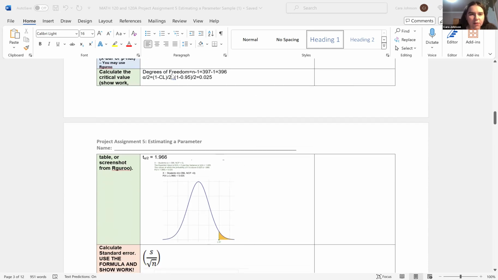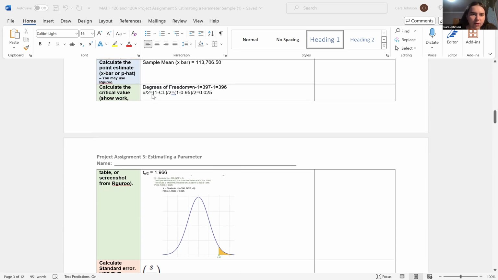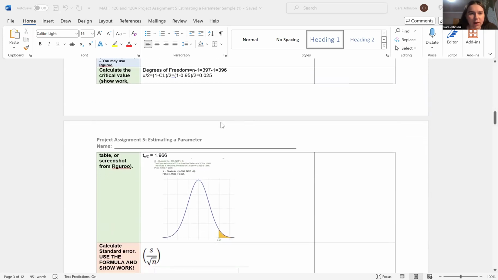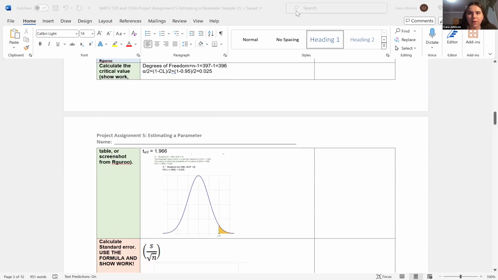So first thing you need to do is find the degrees of freedom and the alpha over 2. The alpha over 2 is 1 minus the confidence level divided by 2. So 1 minus 0.95 divided by 2 gives me 0.025. So that's going to be the upper tail in our GURU. And then the degrees of freedom is the sample size minus 1. My sample size was 397, so 397 minus 1 is 396. I'm going to show you real quick how to find that on our GURU also.